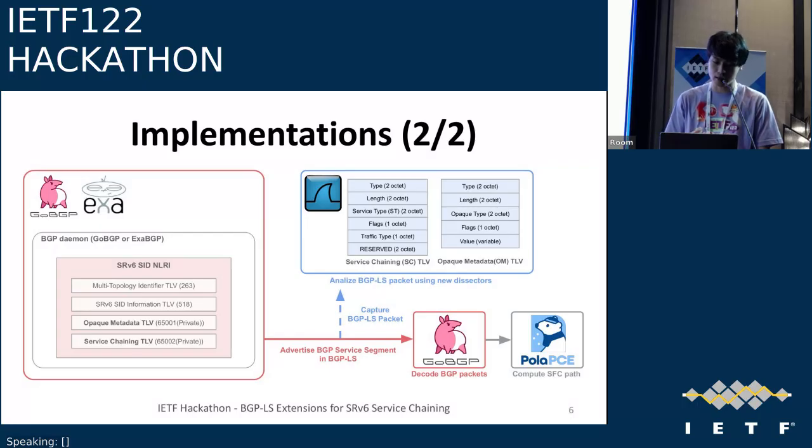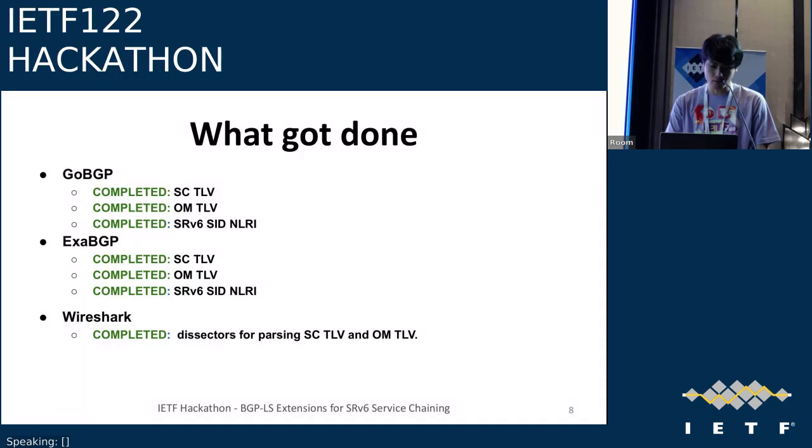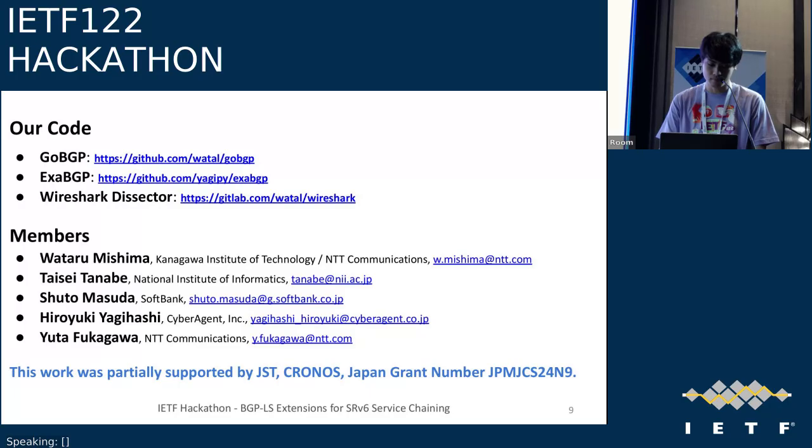We sent the BGP-LS service segment implementation from ExaBGP to GoBGP, and we captured our packets using Wireshark. This is the result. We succeeded in implementing SCTLV and OMTLV. We completed this implementation. This is our member. Thank you.